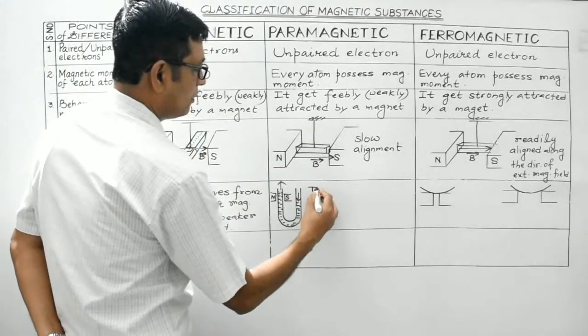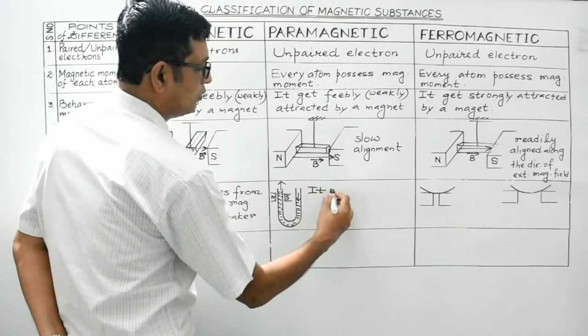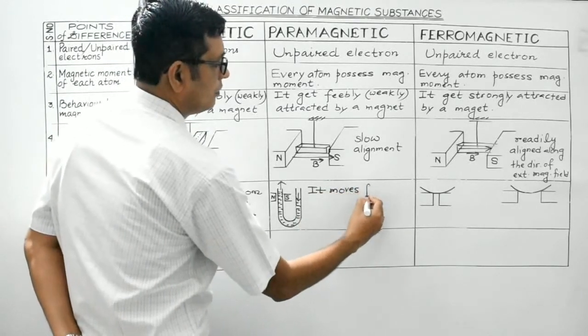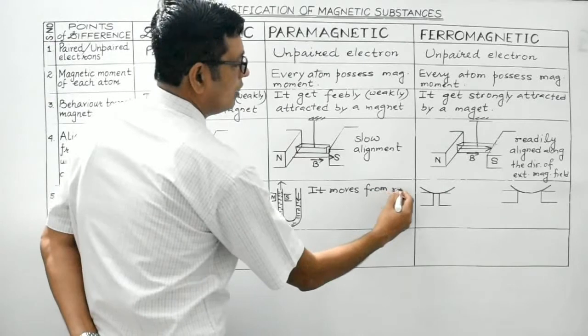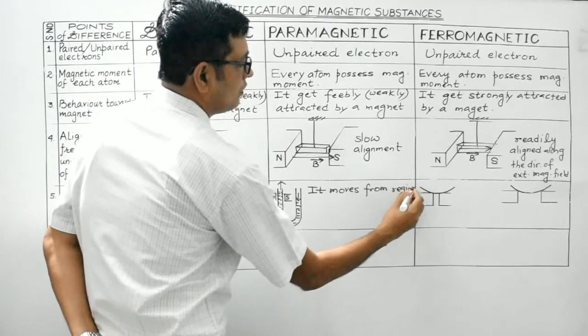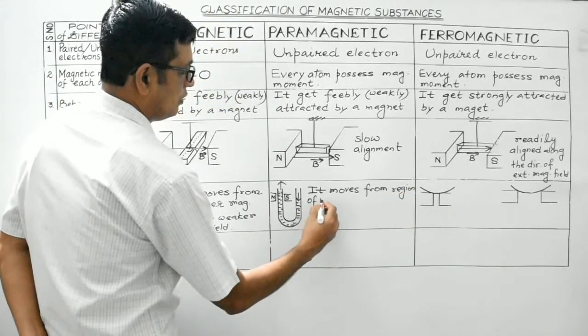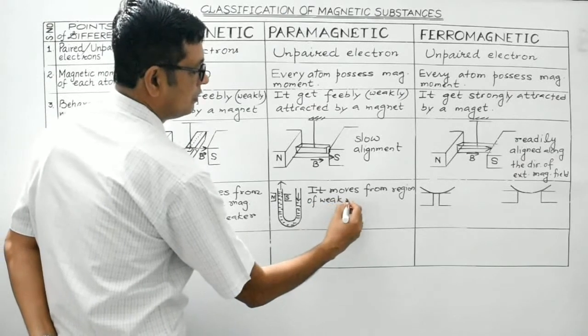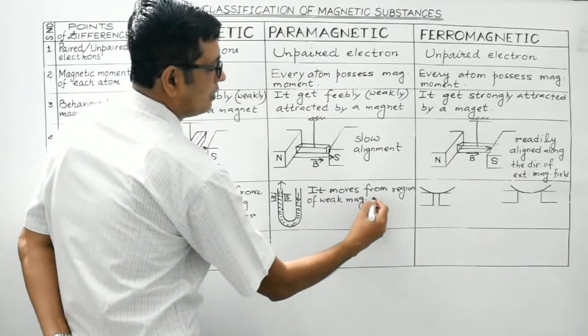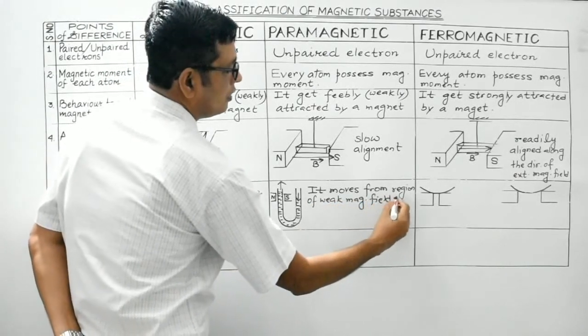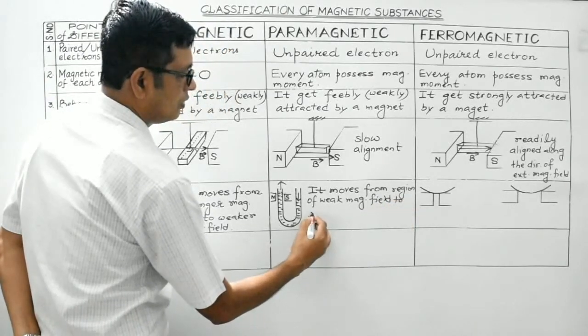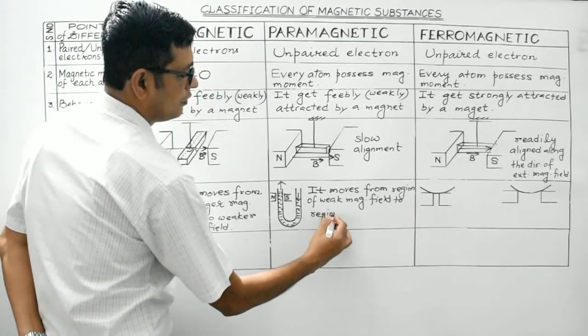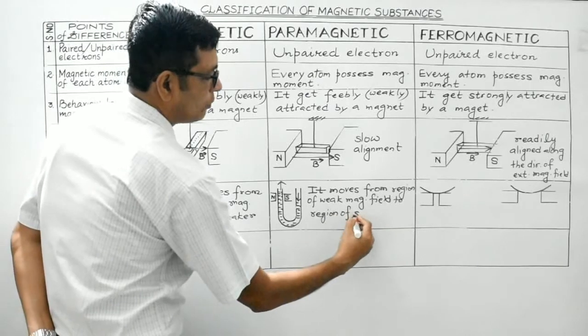So a paramagnetic substance moves from the region of weaker magnetic field to the region of strong magnetic field.